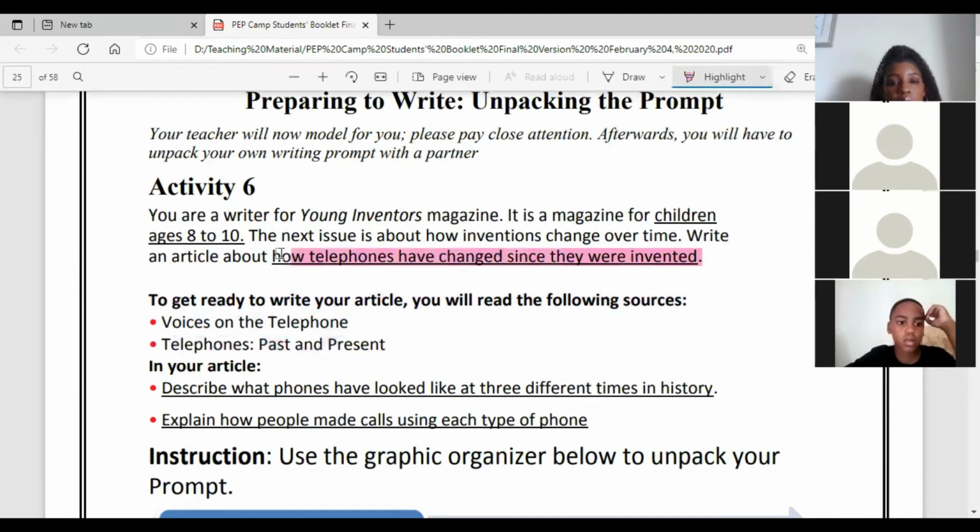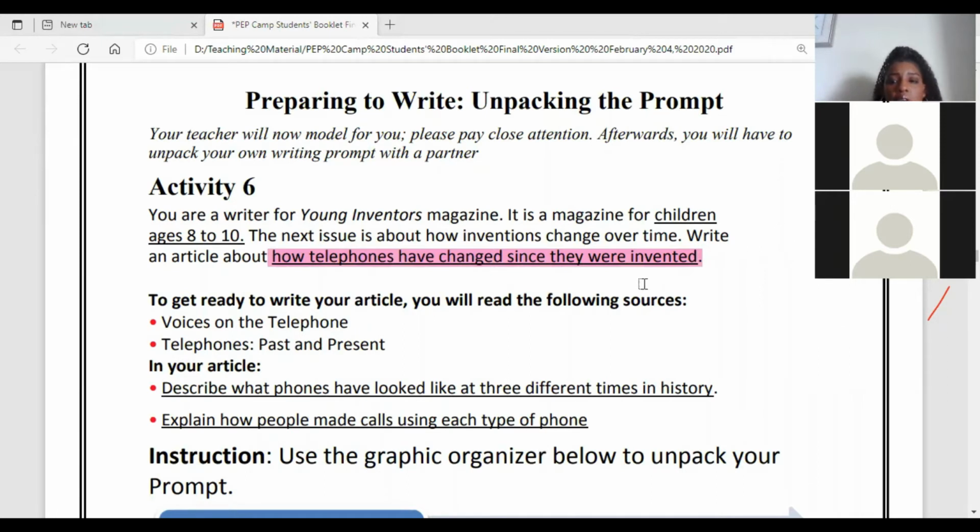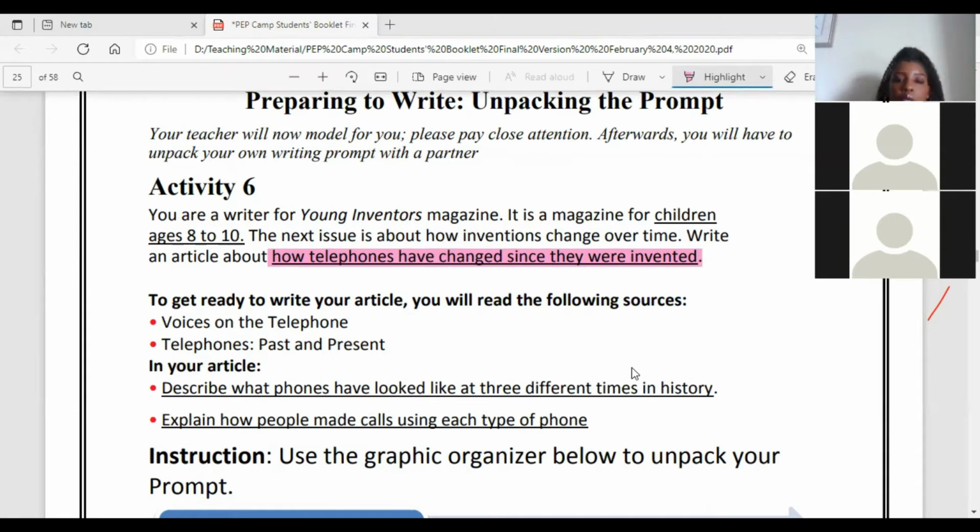So that's the purpose. Now we're looking for the audience. Can anyone tell me in the chat or otherwise, who are we writing to? Does it tell you who are we writing to? Who do you think will be our audience? Does anyone want to try? From you reading the prompt, who do you think will be our audience? Who will we be writing to?